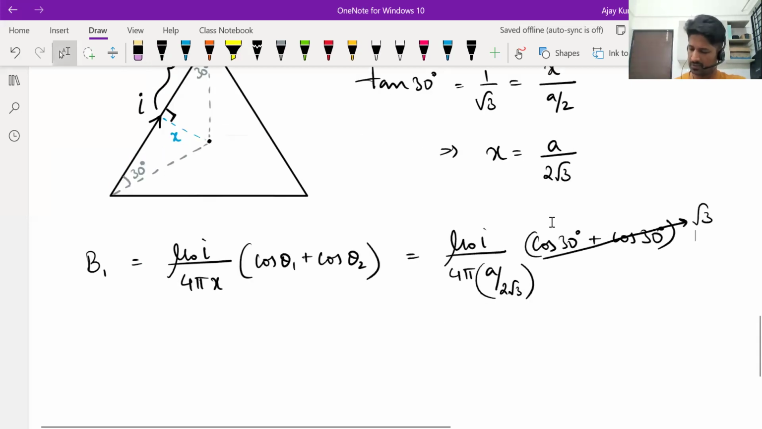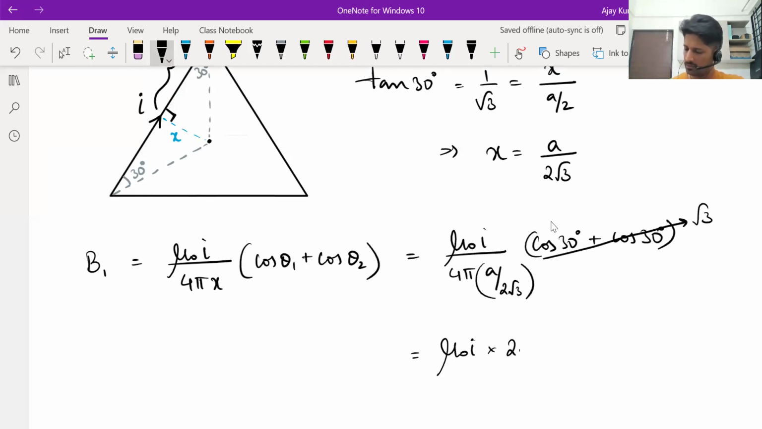And then if you adjust this equation a little bit, this 2 root 3 in the denominator will go to the numerator. So mu naught I into 2 root 3 into cos 30 plus cos 30, which is another root 3, divided by 4 pi a. 2 and 4, 1, 2 remains. Root 3 into root 3 is 3. The magnetic field produced by one side is 3 mu naught I by 2 pi a.